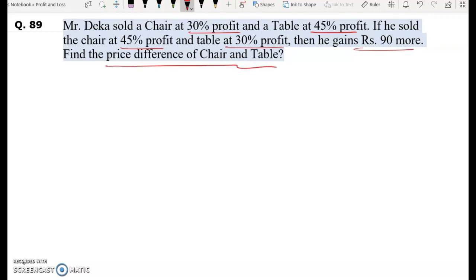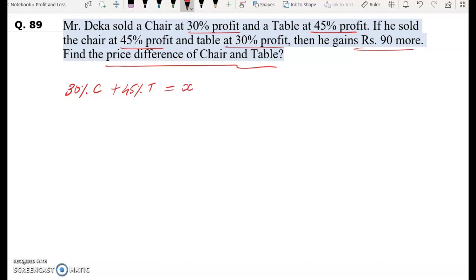So in this question, Deka sold a chair at 30% profit. Profit means plus. So 30% profit on chair and table at 45% profit. This is also plus. 45% profit on table. And let's say he earns a profit of rupees X. We don't know the value of the first profit, so let's say this is X.